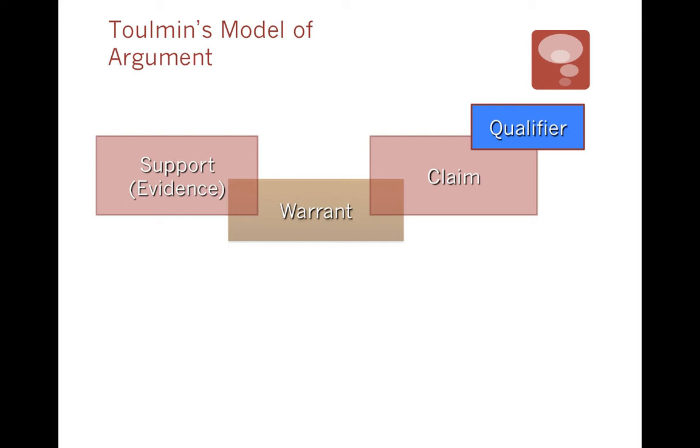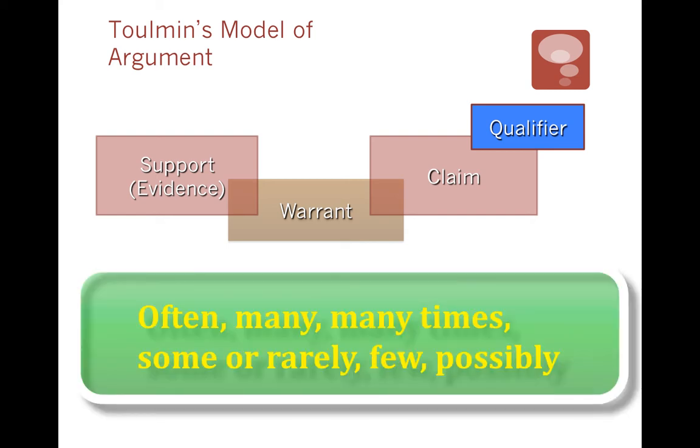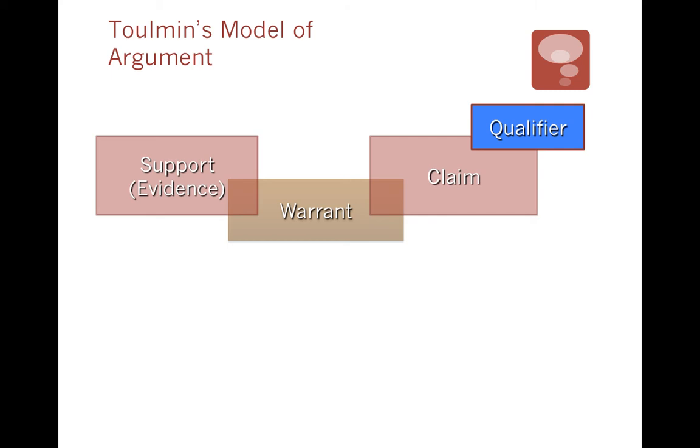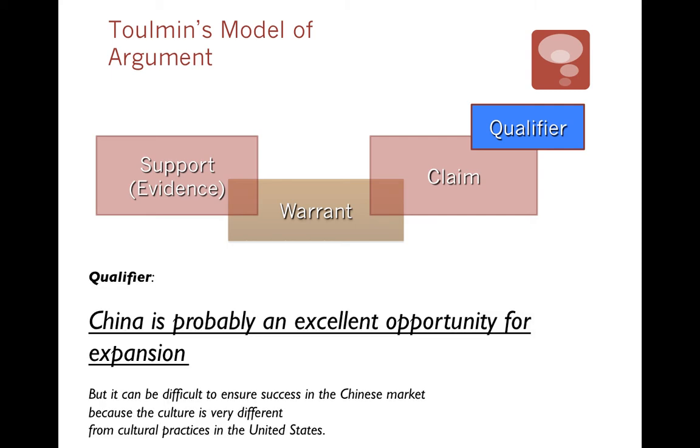So instead, in order to strengthen your argument, you need to qualify or tone down your claim. And this at first may appear counterintuitive. So by adding expressions like often, many times, many, some, rarely, few, possibly, you show that there are cases and contexts in which your claim may not be true. And that actually shows that your claim is well considered. So your qualifier states the degree of force, in other words, how strong, or the probability, how likely it would be true. We can look at the example here.